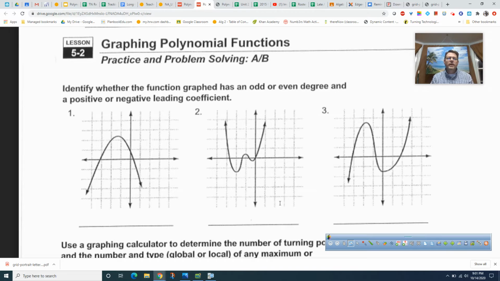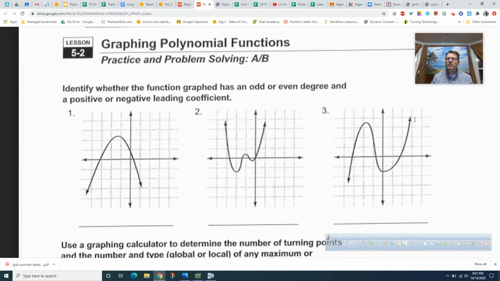So here we are. The first page of the packet comes from our current textbook, section 2, and the first thing it's asking us is to identify the function graphed as odd or even degree. In this very first one, both of the arrows are down, so that has to be even, because it's a quadratic, or to the second power. This one has 3 turns, but we're really worried about the endpoints here. They're both up, so this is also an even degree.